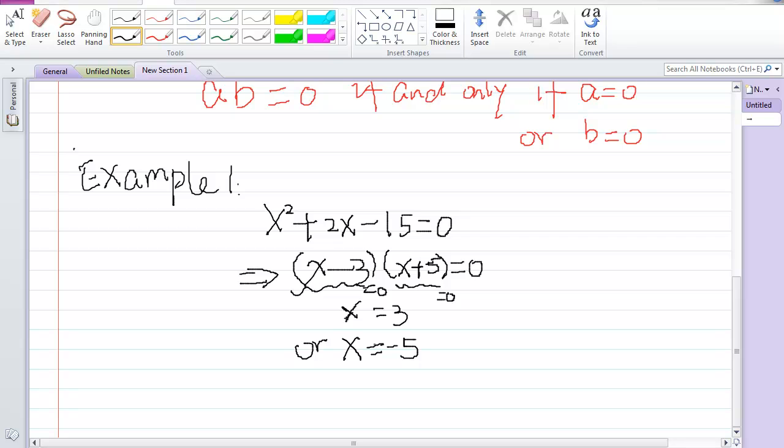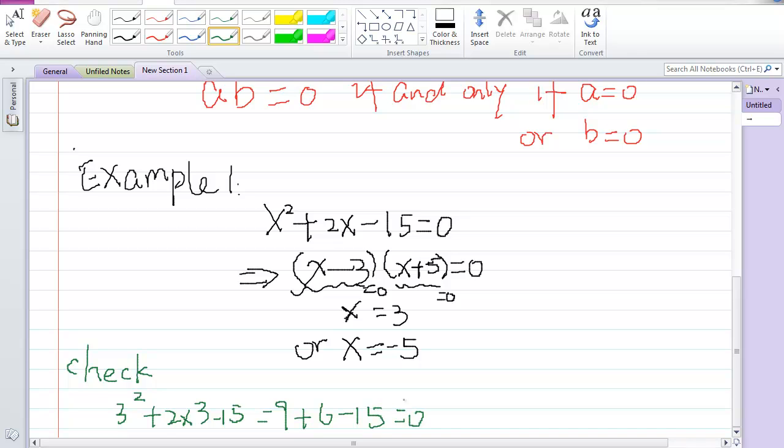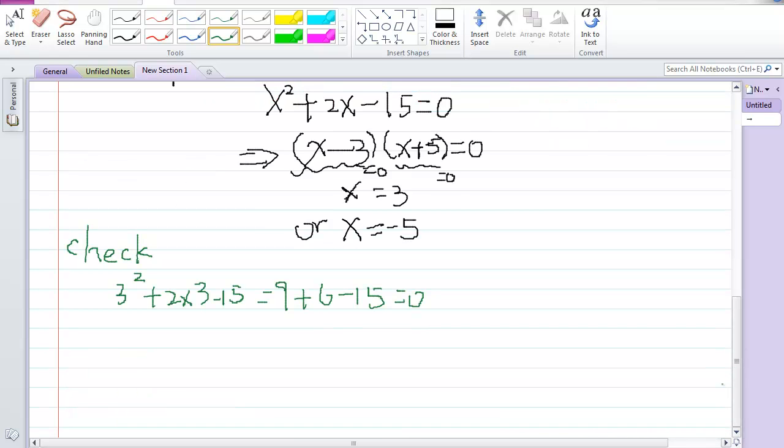When x equals 3, I'll use another color for checking. Check. When x equals 3, we have 3 squared plus 2 times 3 minus 15, which is 9 plus 6 minus 15, and it does go to 0. So obviously 3 is one of the solutions for this quadratic equation. Now we can check the second answer we got.